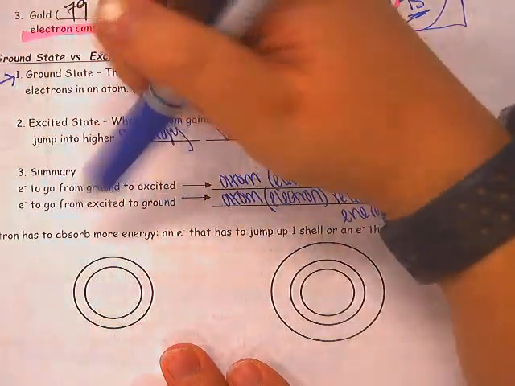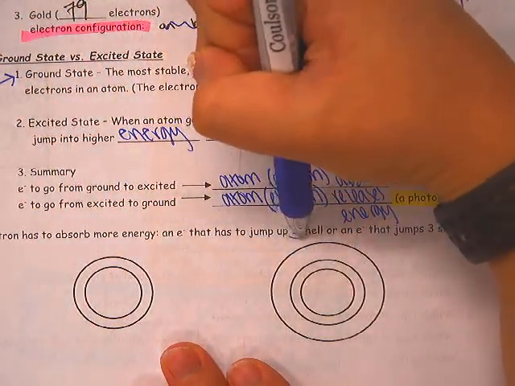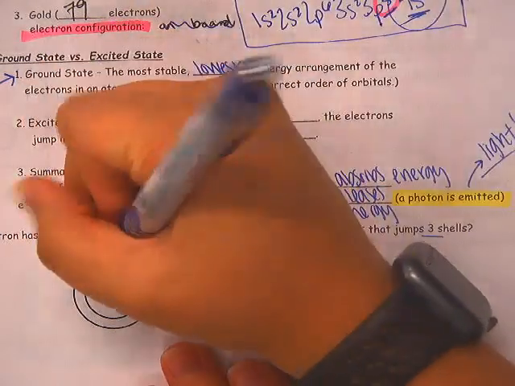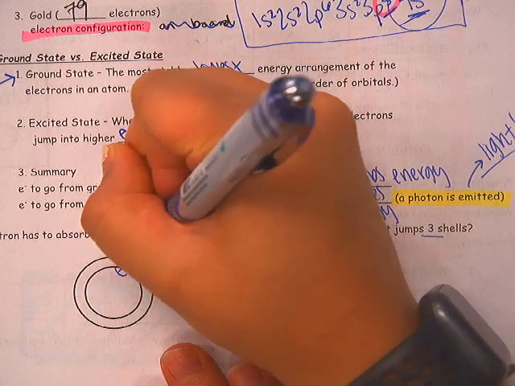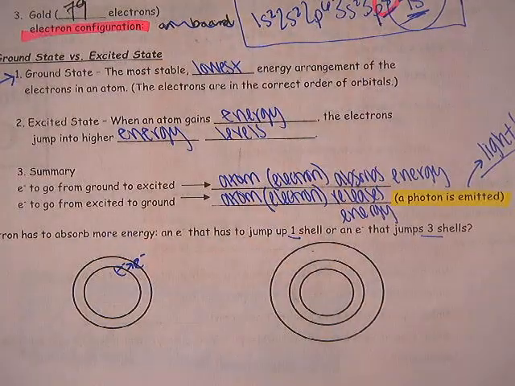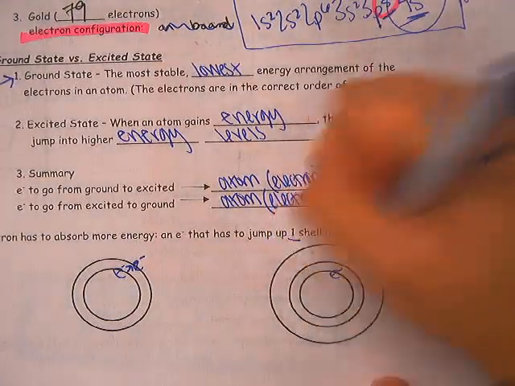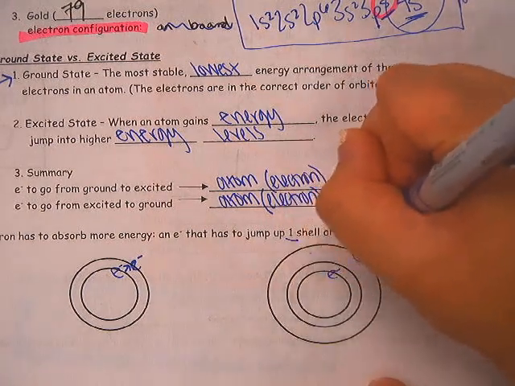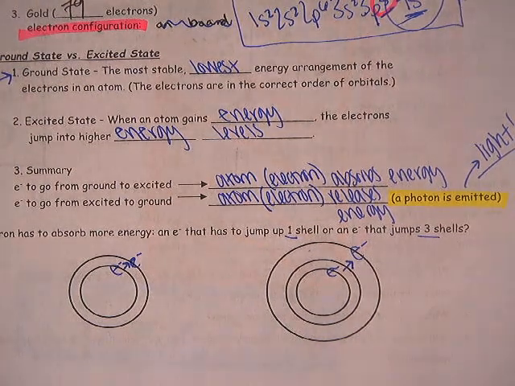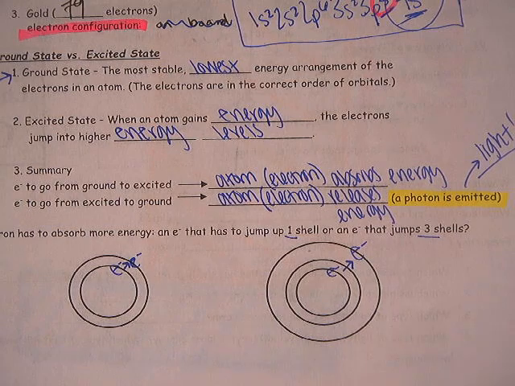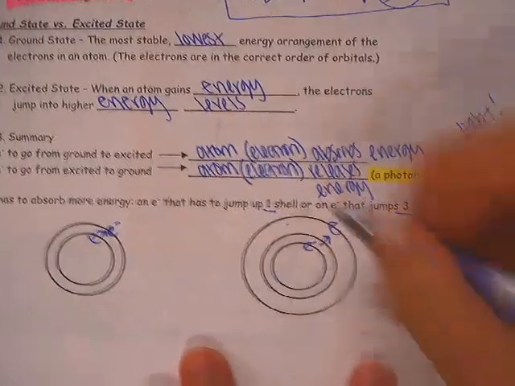And then this next section down here asks, which electron has to absorb more energy? An electron that jumps 1 shell or an electron that jumps 3 shells? So if I have an electron that goes from here to just 1 energy level higher versus an electron that starts at the same thing, first energy level, and jumps to the 3rd energy level, which one would you guess has to absorb more energy? The one on the left or the one on the right? On the right. The one on the right has to absorb more energy.